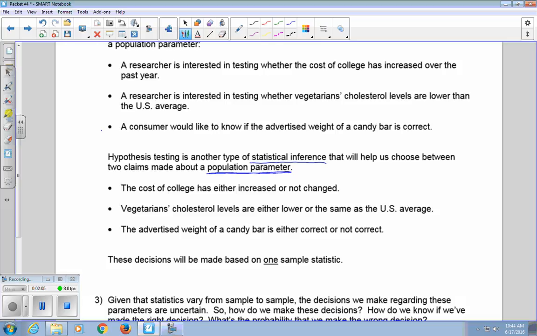The first one we're looking at, the cost of college has either increased or not changed. We're looking to see, is the cost of college greater or is it still the same? Vegetarians' cholesterol levels are either lower or still the same. In this case, we're looking for whether they're lower than the US average. And the last statement, the advertised weight of a candy bar is either correct or not correct. So this is a case where we're looking to see if the population parameter is equal to a certain amount or not.